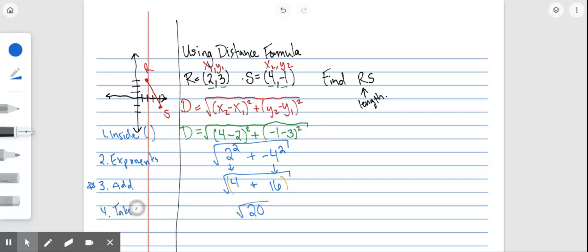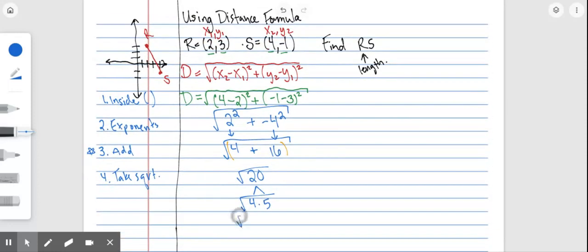Now there are 2 different ways that you can do this. You can either use a calculator and find the approximate square root, or you can break it down so that you can find the exact equivalent. So I'm going to break it down. I'm going to do 4 times 5 inside the square root, which can be separated into the square root of 4 times the square root of 5. The square root of 4 is 2. So this becomes 2 root 5.